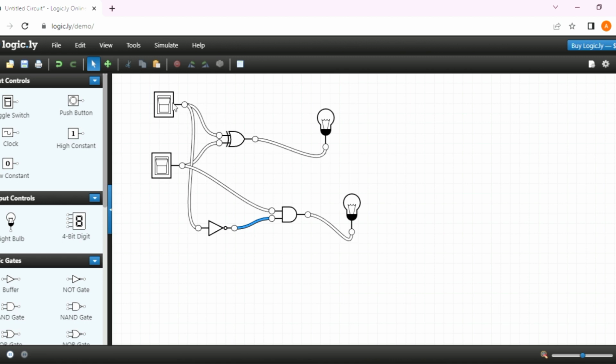When A is 0, B is 0, both difference and borrow are 0. When A is 0, B is 1, both difference and borrow are 1. When A is 1, B is 0, difference is 1 and borrow is 0. When A is 1, B is 1, both difference and borrow are 0. This is the circuit of the half subtractor.